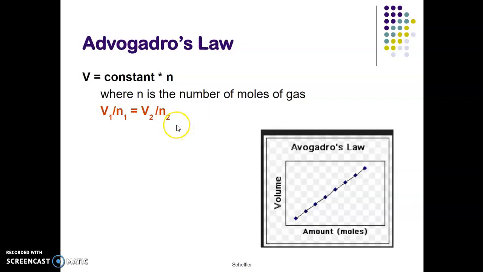So we have V1 over n1 is equal to V2 over n2. So when temperature and pressure are constant, you're going to have volume and number of moles. So if you ever see a problem where you're given number of moles and a volume, that's when you know you're going to use Avogadro's law. And you're going to use it just like you would Gay-Lussac's law or Charles' law.